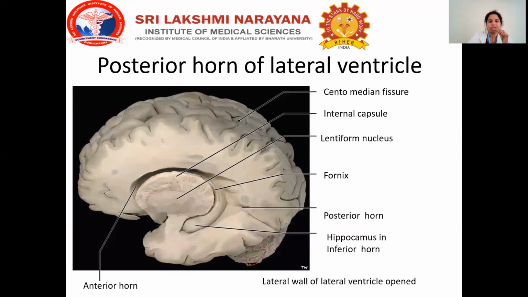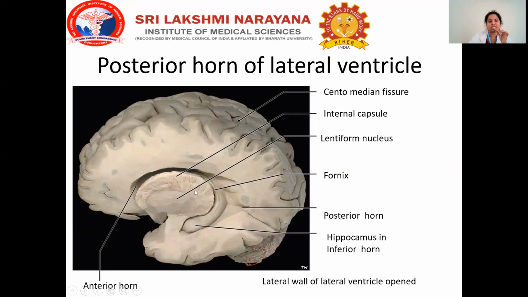The same posterior horn is looked at from the lateral side. So this is the left half of the cerebral hemisphere where the entire lateral wall is removed to show the entire lateral ventricle from the lateral aspect. So here is the anterior horn of the lateral ventricle, the body of the lateral ventricle, the posterior horn of the lateral ventricle, and this is the inferior horn of the lateral ventricle.